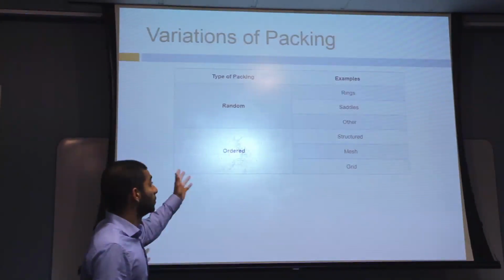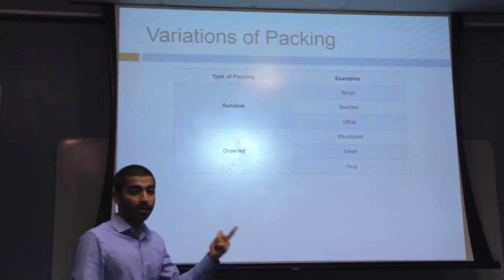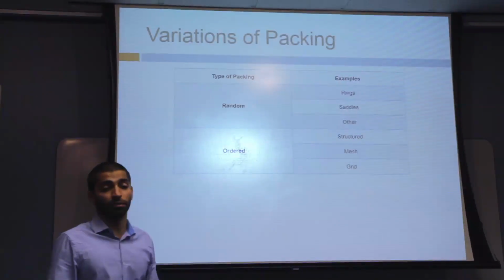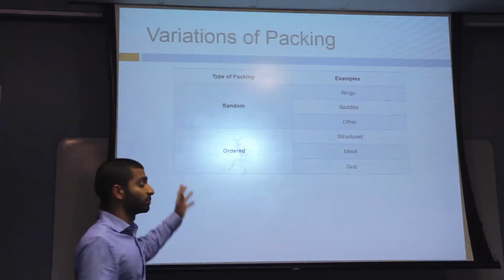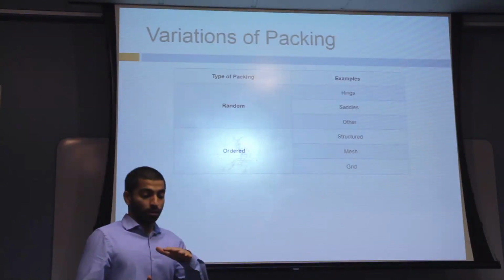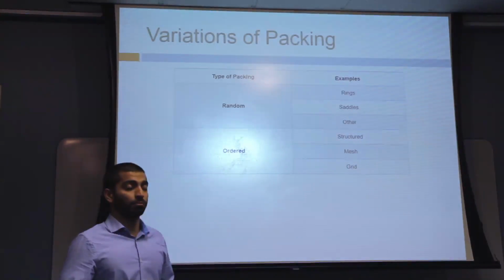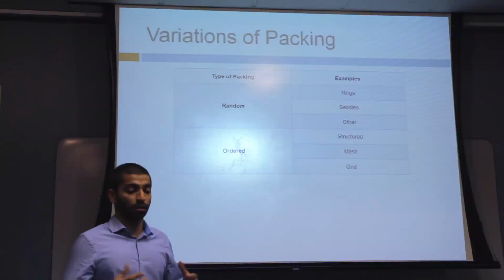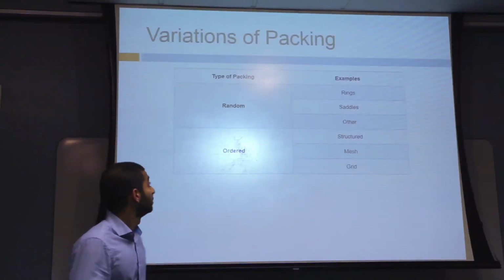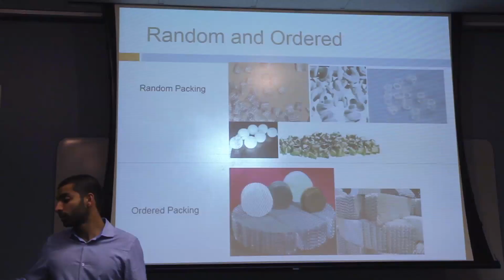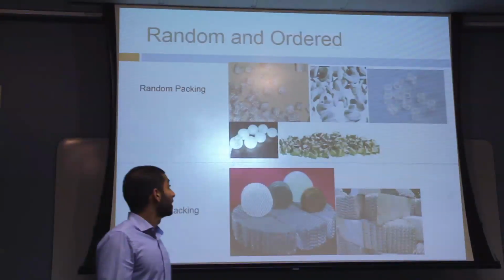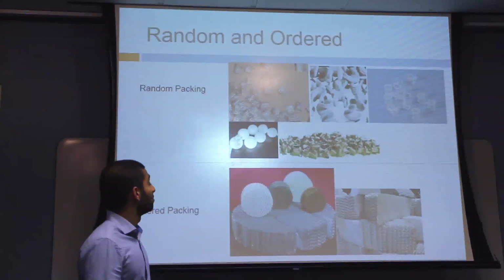And this table gives you a couple of examples like rings, saddles, and there's countless other shapes out there. And ordered packing is more of a structured material, and it's more like a metal corrugated sheet with different structures to them. Now, let me show you some examples and some images. So up here we have random packing, and these are multiple examples.